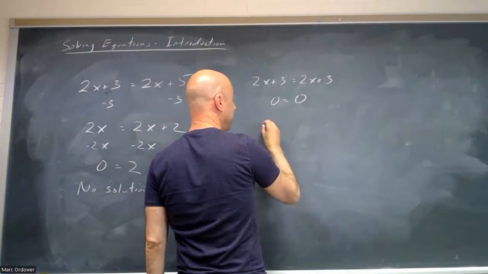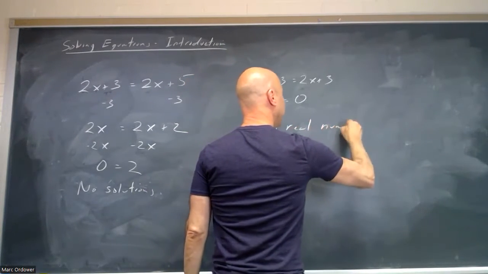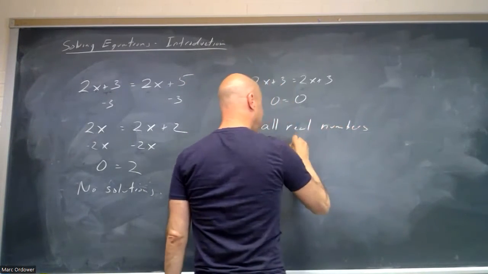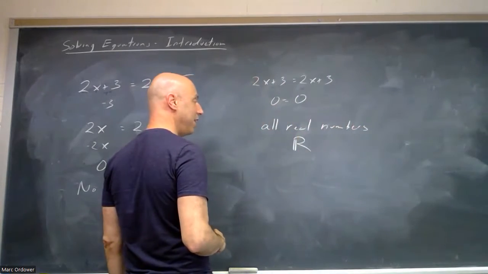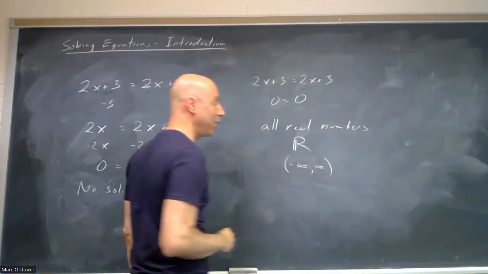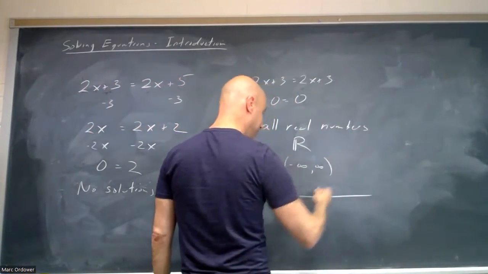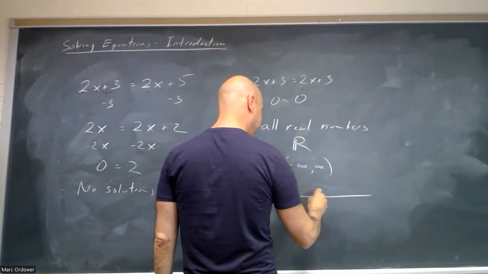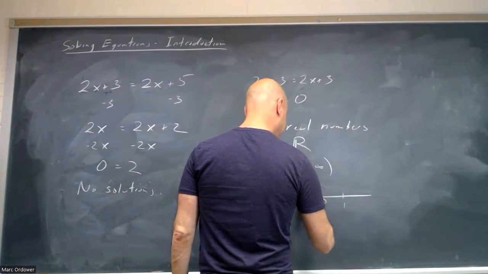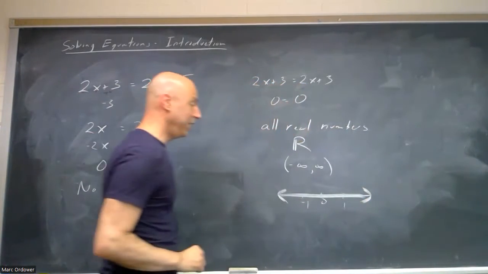So we can say all real numbers are solutions. Or we can write all real numbers like this. We saw that in the last video. Or we can write it -infinity to infinity. Every real number is a solution. Or you can graph it on the number line if you want. You don't have to do all of these things. Any one of these things would be fine. But we can graph it on the number line. Let's take everything between -infinity and infinity and shade it in.